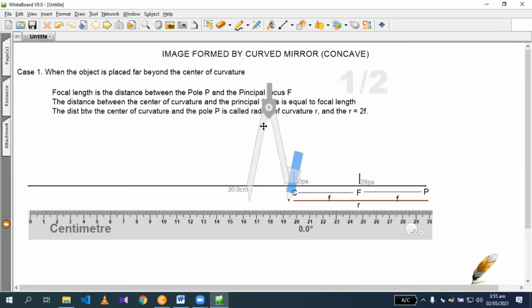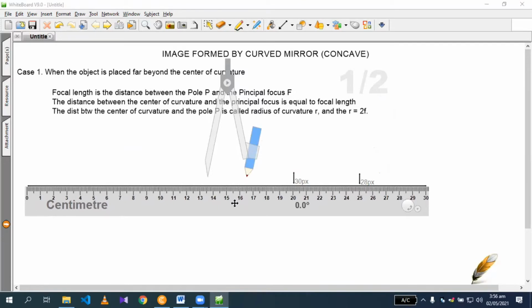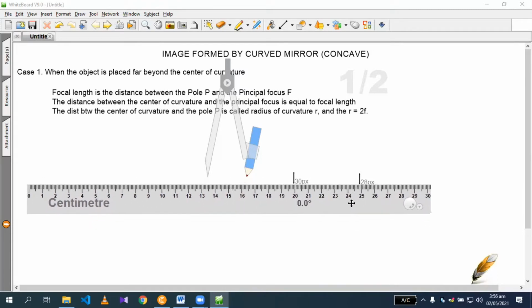And as we have said there, let's bring in our ruler back here. The principal axis is 30 centimeters, and we can see that from here to here is our focal length, and at this point we have our principal focus. You can see that there is written capital F, principal focus.